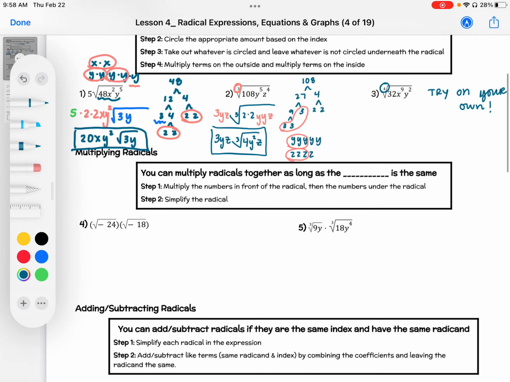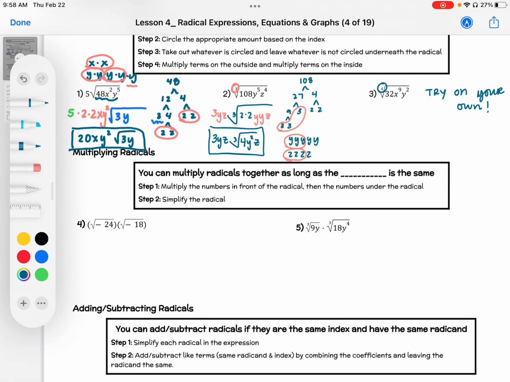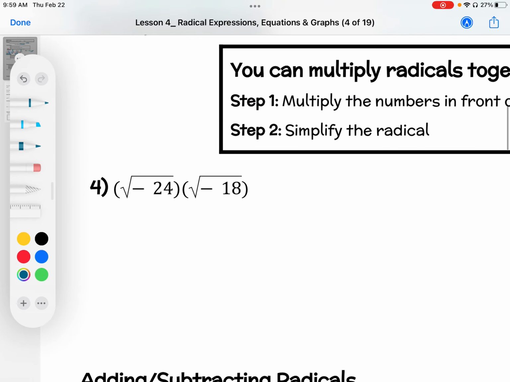All right, so multiplying radicals. We can multiply radicals together as long as the index is the same. Remember, the index is the number of our root. If we look at number 4, both of these are square roots, so we can multiply them. The easiest thing to do is just to multiply the two numbers underneath. So negative 24 times negative 18 is going to give us 432.